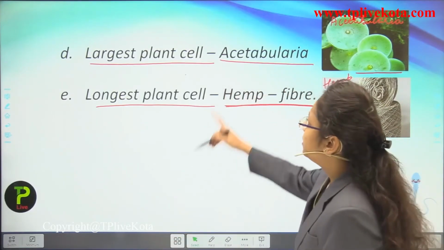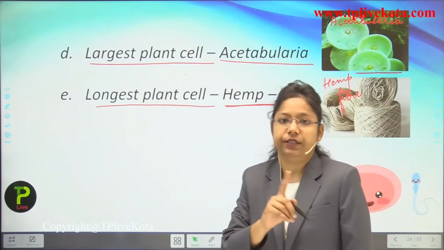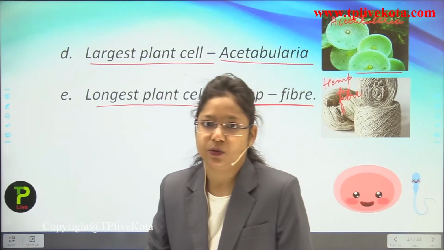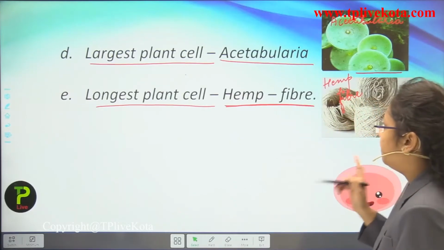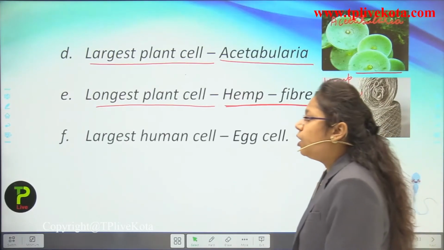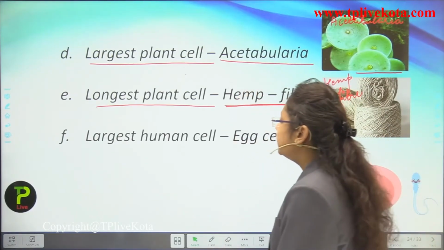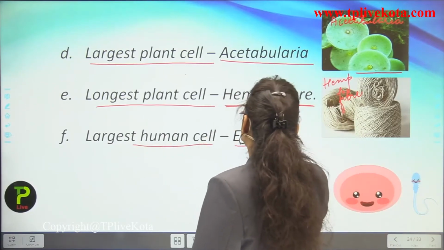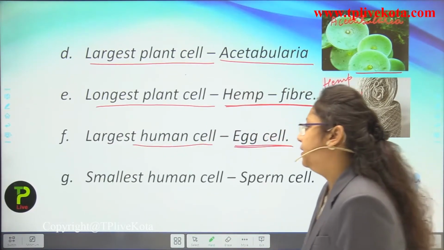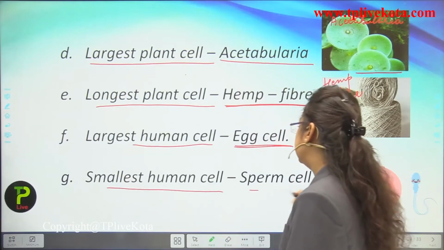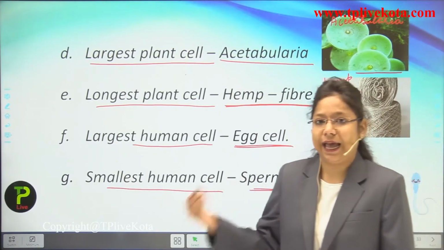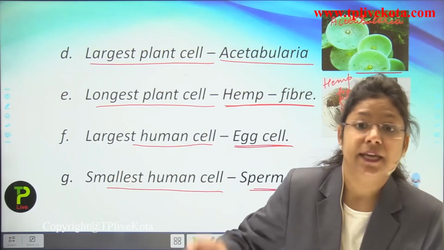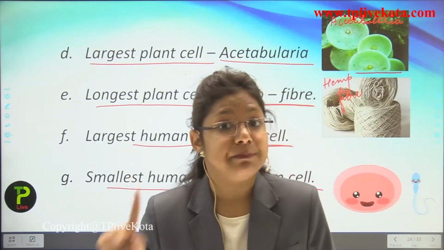There is a difference between the largest and the longest, so remember this, students. The largest is Acetabularia and the longest is the hemp fiber. Now, if we talk about humans, the largest human cell is the egg cell, and the smallest human cell is the sperm cell.